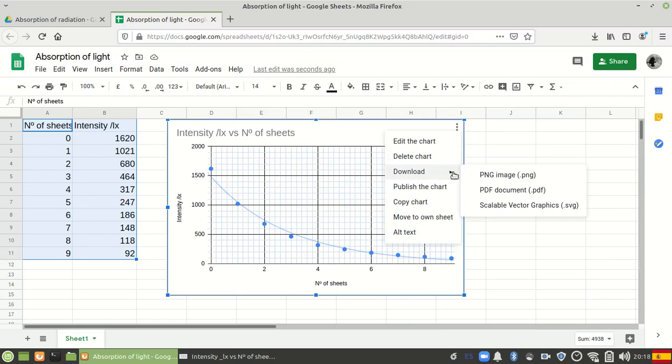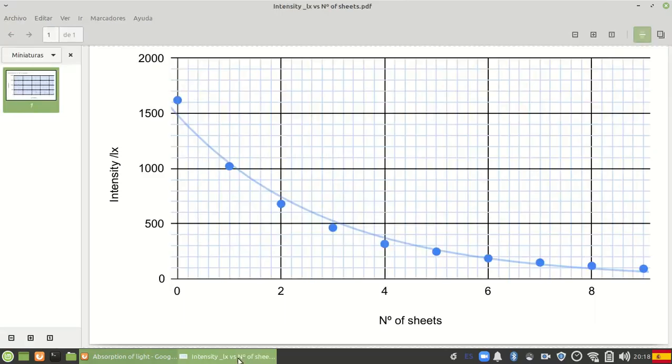You can download it either as an image file or as a PDF. I'm not going to bother with the scalable vectors because we're not going to do anything fancy with it. So you can download it here as PDF, or you can download it as an image to copy into another file. Now I've got this one downloaded here, so let's have a look at it.